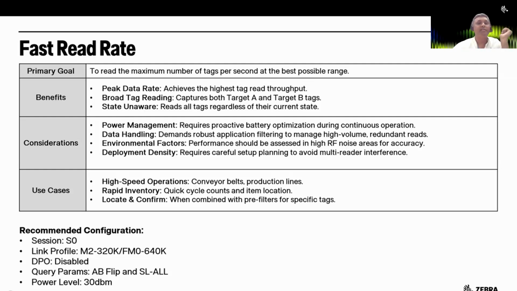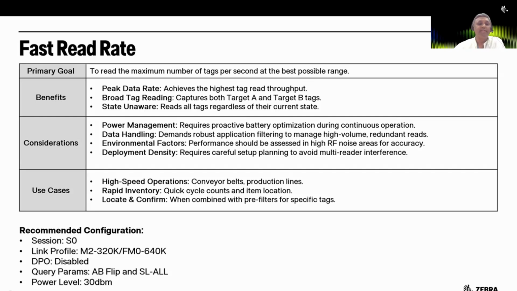And also, there are some environmental factors that we'll have to keep in mind when we are doing the fast read rate. The noisy areas might come into the factor here for the accuracy. And also the deployment density requires careful setup planning to avoid multi-reader interferences. So these are some of the considerations that we need to keep in mind as we develop the use case or the applications for a fast read rate profile.